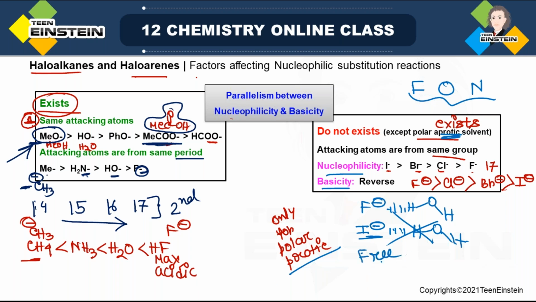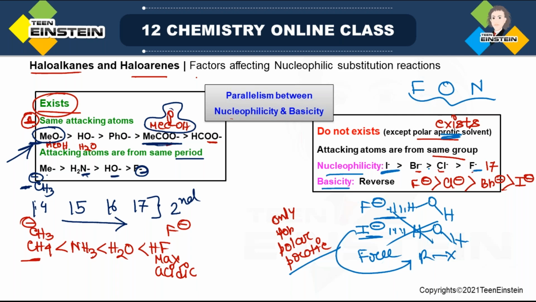As hydrogen bond formation is not possible here, the I minus ion is relatively in free condition. If the nucleophile is free, obviously its nucleophilicity will be very high, so it can easily attack. Suppose there is an alkyl halide and you are using a polar protic solvent, then I minus can easily attack R because it is relatively free. But F minus is interacting with water molecules, so it is not relatively free. That is why I minus will be a better nucleophile compared to the others. And this is the order: as the size increases, nucleophilicity also increases.